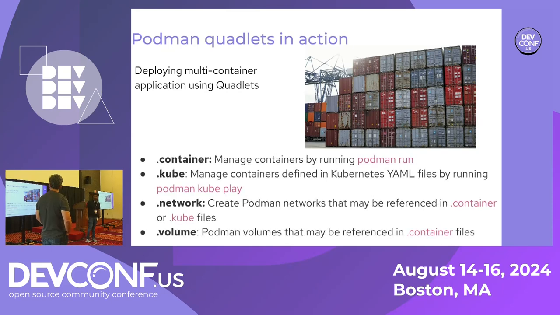So we'll see that Quadlets support four different template files, like Quadlet files. The first is a .container file that manages how you want to run a container using Podman run. Also .kube files, right? You can run a Docker Compose file or a kube file in the Kubernetes environment. And .network files are to have a container network for your multi-container deployments, and also persistent volumes.